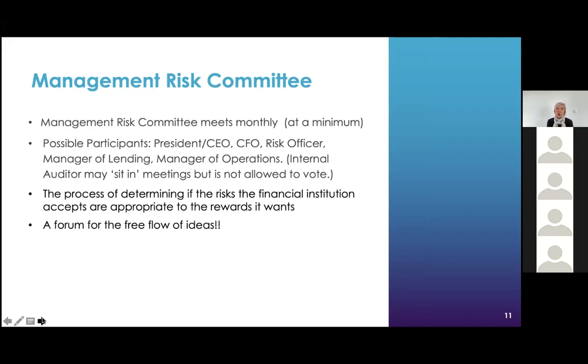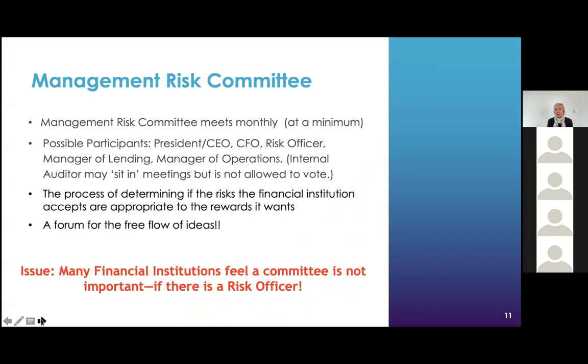So they shouldn't be voting on any specific issue in this committee, but they are more than welcome, because of transparency, to sit in and listen. It's good for an internal auditor to know where the risks are in the institution, because then they can target their audits to that specific risk area and help management understand what's happening. This risk committee, and I'm going to talk about the agenda in a minute, determines whether the risks the institution accepts are appropriate to the rewards it wants. So it's risk versus reward, and this type of meeting is a free flow of ideas.